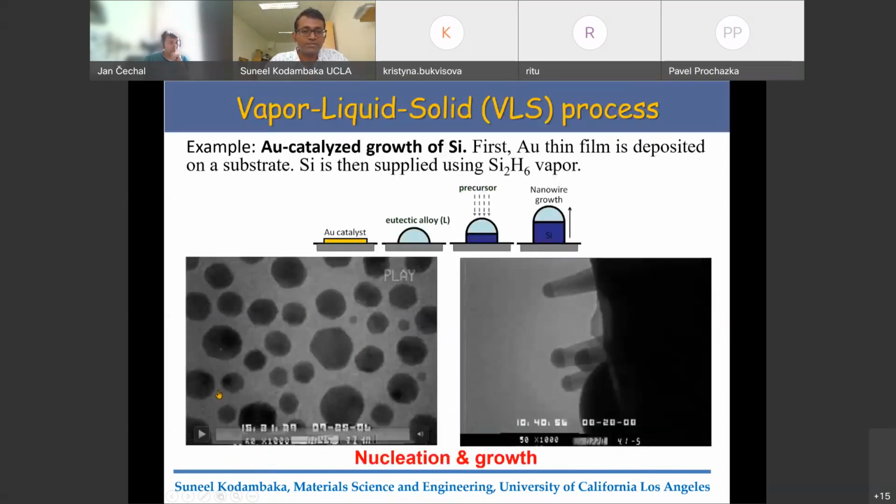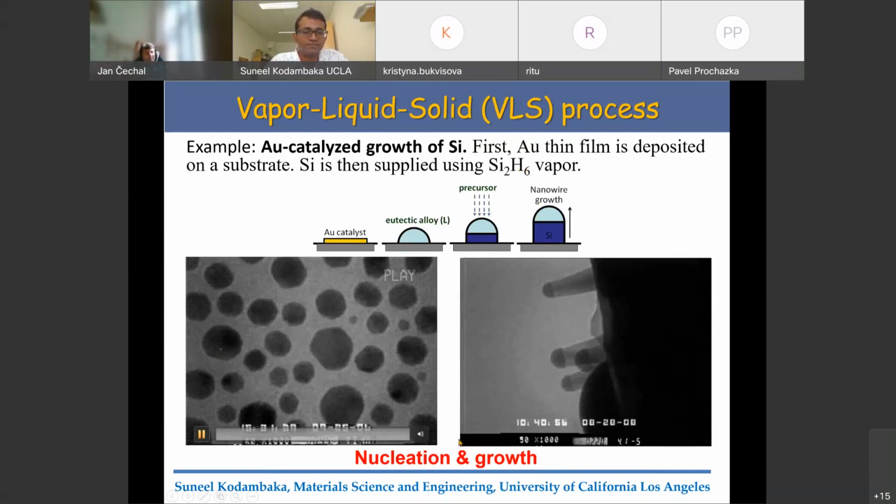So here is our approach for all these experiments that we have done. We typically deposit a thin film by evaporation of gold on a single crystal silicon substrate. Once you anneal it, it alloys with the substrate silicon and forms the alloy liquid droplet. As we start introducing precursor in our experiments, it was disilane, but there are a variety of silicon precursors that one can use, you can induce the nanowire growth.